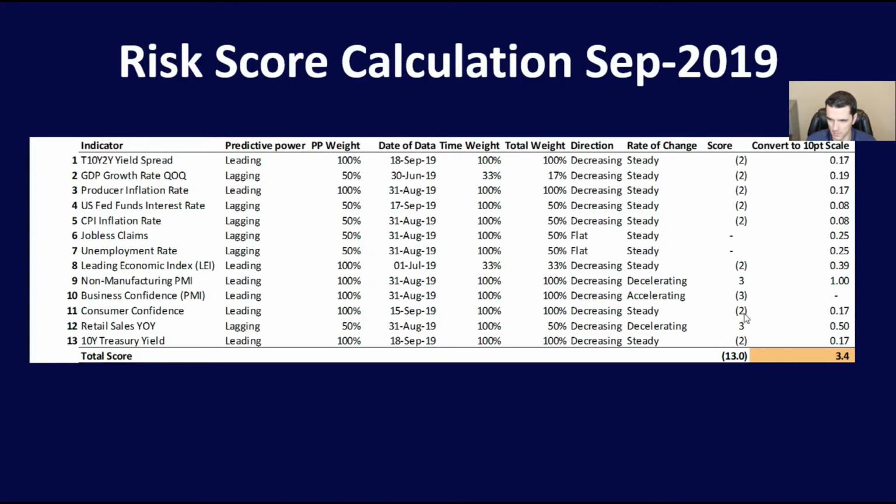Consumer confidence was negative, where retail sales was positive. Now they're both positive. And like I said, non-manufacturing PMI was positive, where the manufacturing PMI was negative. Now they're both negative. So again, that was the score last month, 3.9 in October, so a bit of an improvement, which is good to see.